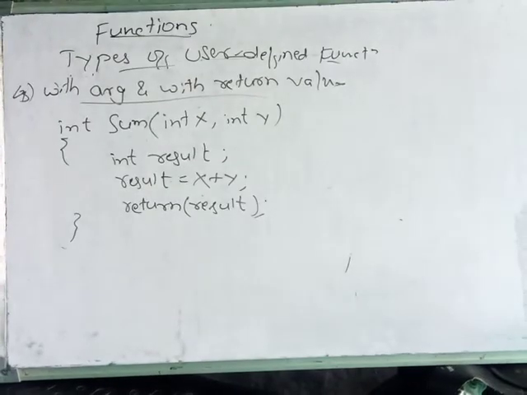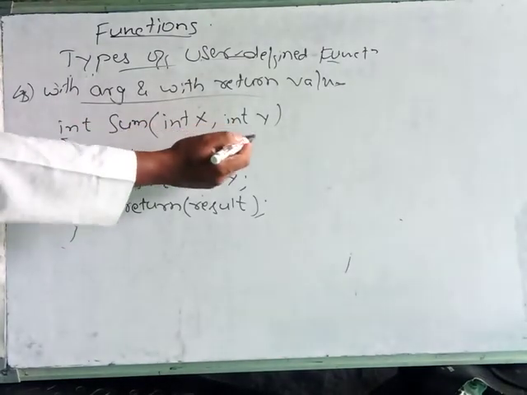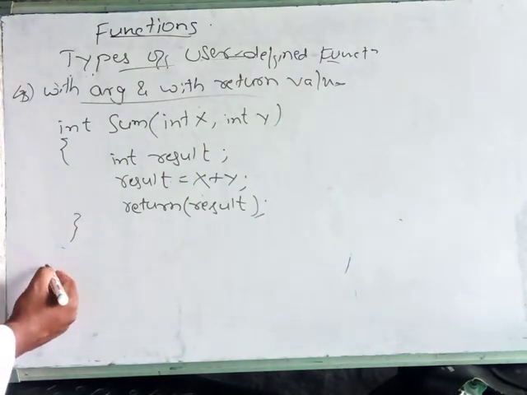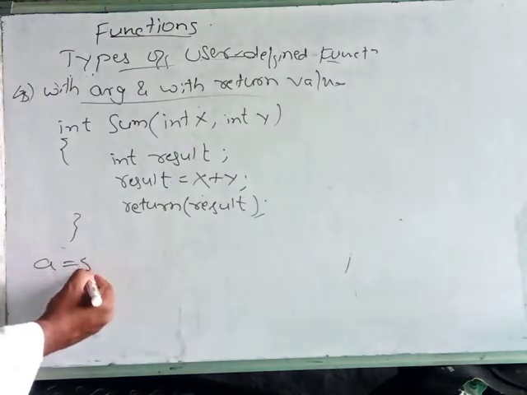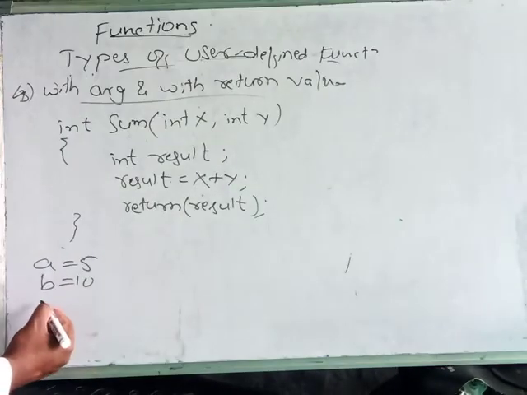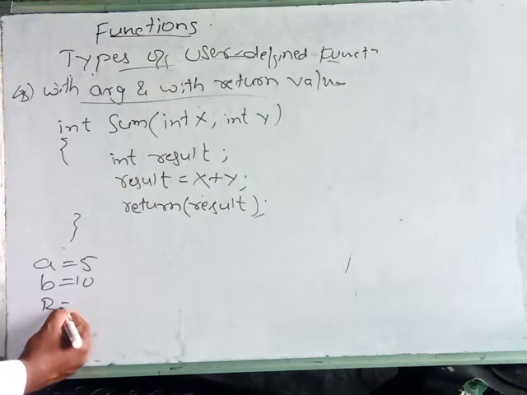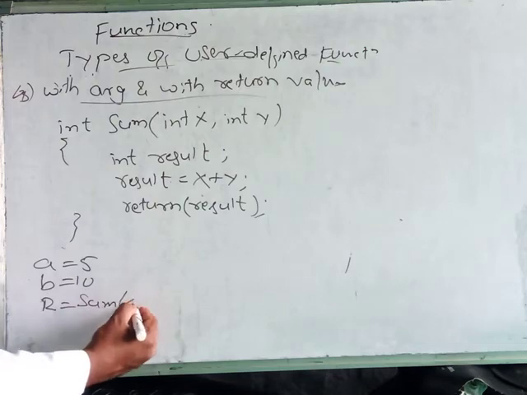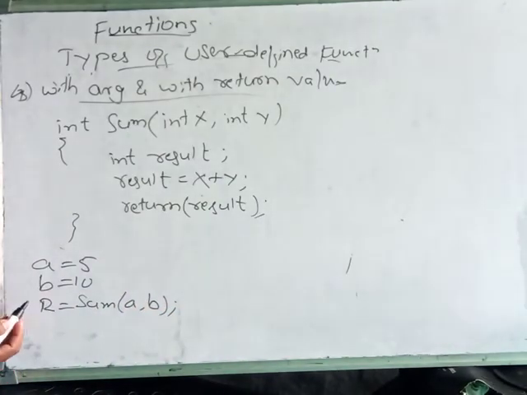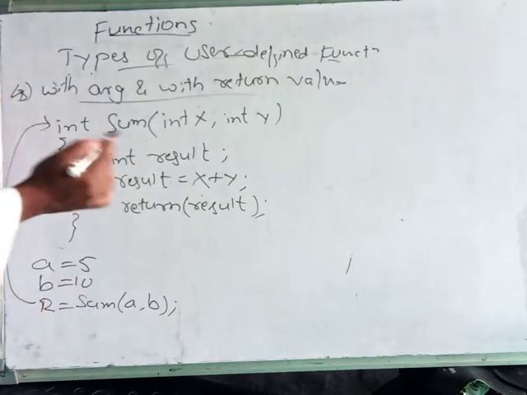This is the function with return value and with parameters. Parameters are also passed, and a return value is also passed. For example, in the calling program, a is equal to 5, b is equal to 10, and we call the function with r is equal to sum of a comma b. Whenever this code is executed, it will come to the function and execute this.